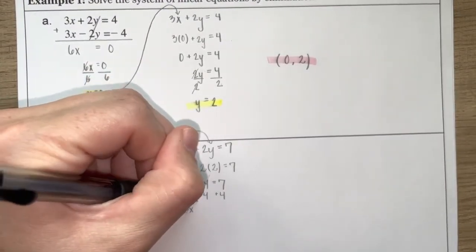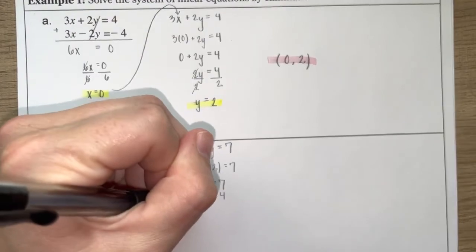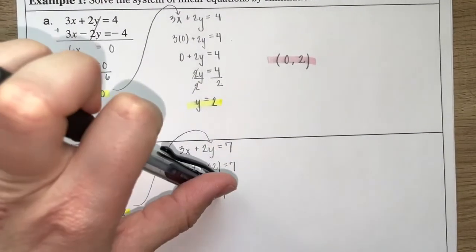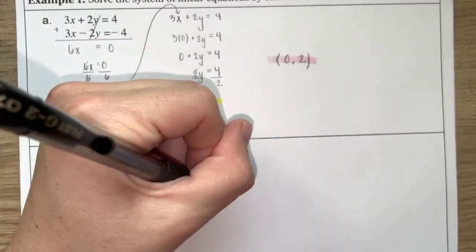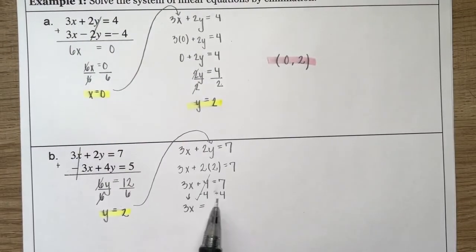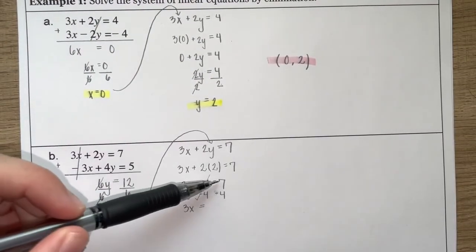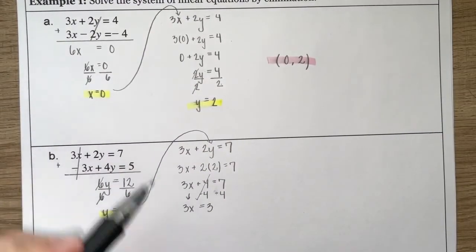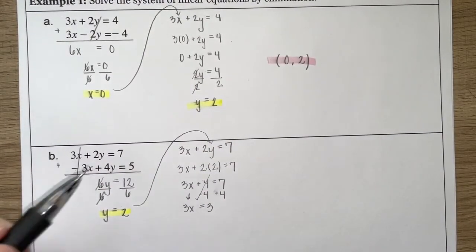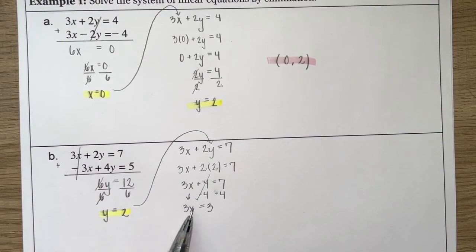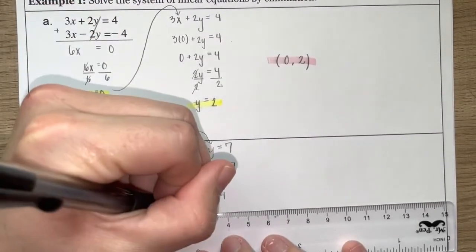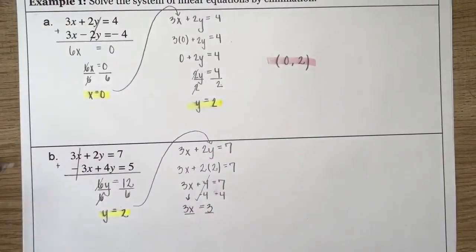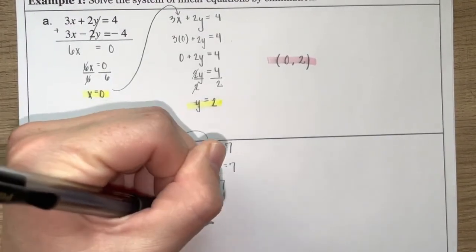4 minus 4 cancels out. I'll bring down the equal sign. Oops, sorry, this should be a minus, because we're subtracting 4 from both sides to keep the equation balanced. And then 7 minus 4 is 3. So then we have 3x equals 3. I want to get x by itself, so I have to undo multiplying by 3. I can undo multiplying by 3 by dividing both sides by 3.